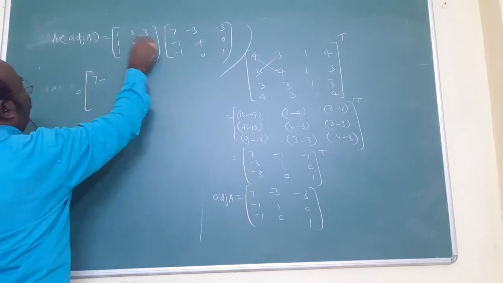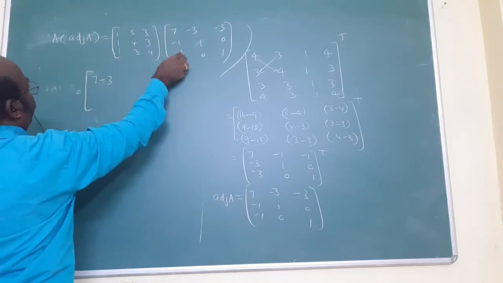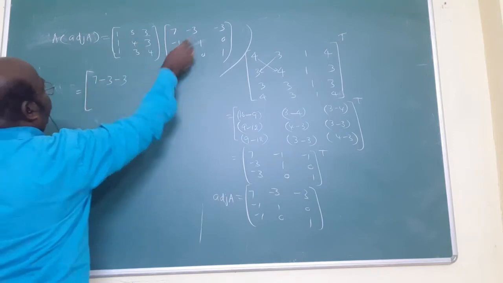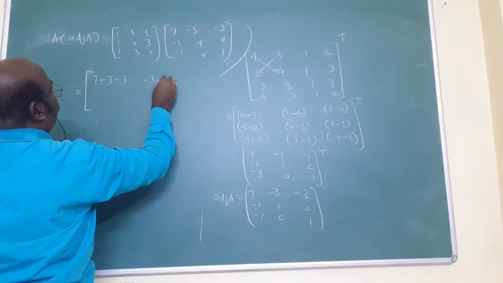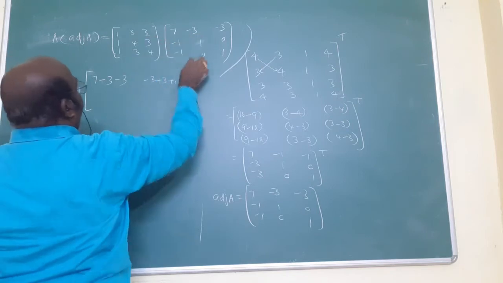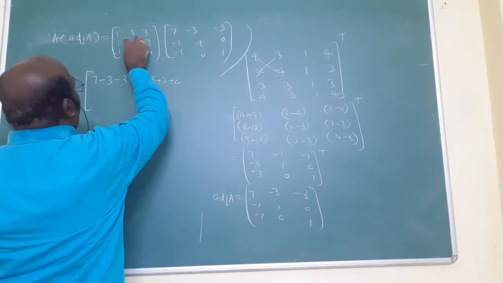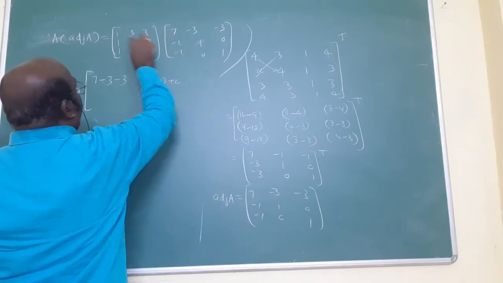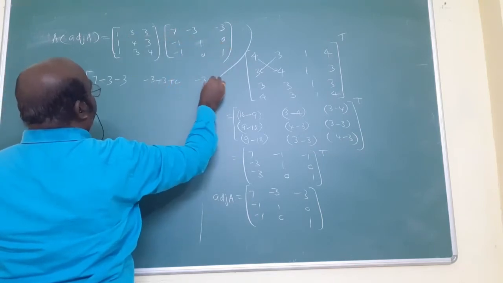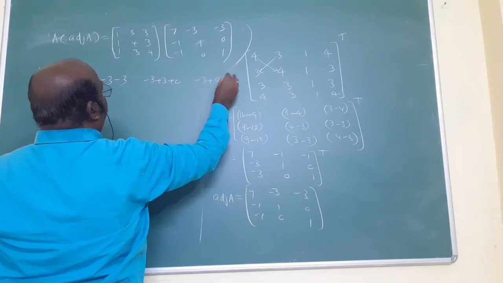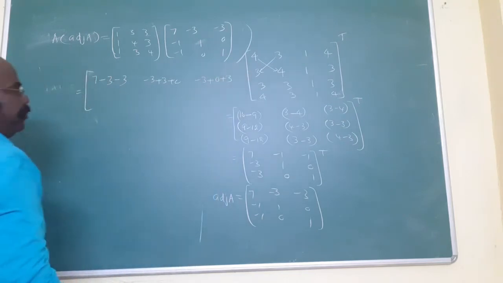First row, first column: 1 into 7 plus 3 into minus 1, minus 3, 3 into minus 3. Next, minus 3 plus 3 plus 3. Am I right? Second row, second column. Third, first row, third column. First row, first column; first row, second column; first row, third column. Minus 3 plus 0 plus 3. Am I right?